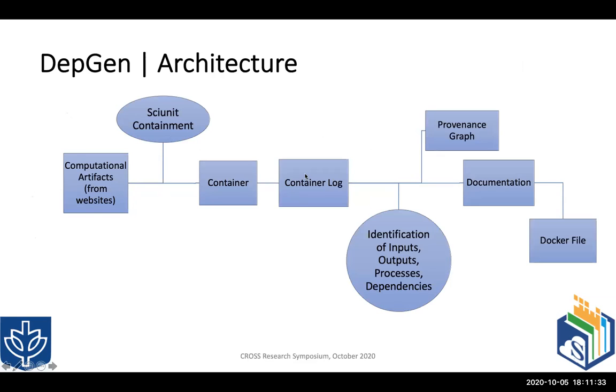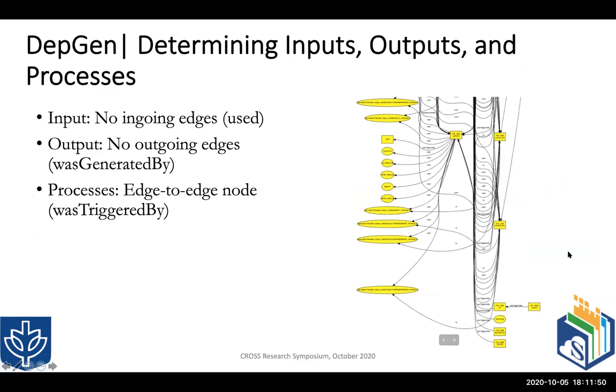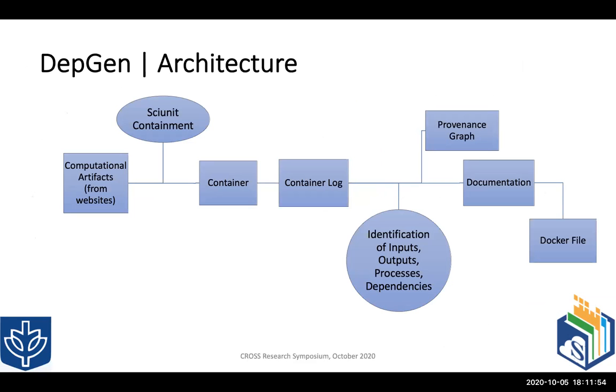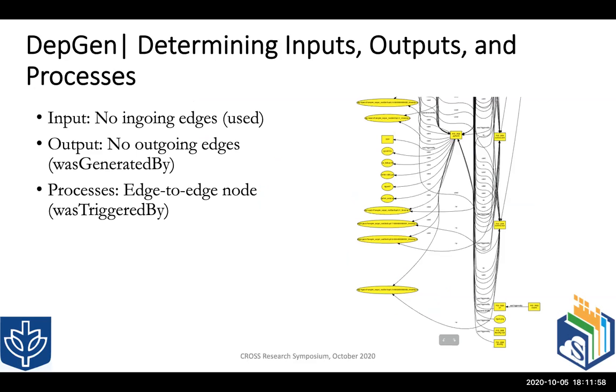What it does is it looks at the container log. So once you have created a PSI unit, you'll get a log along with that. The DepGen is the circle over here. It identifies what are the inputs, outputs, processes, and dependencies. And it creates documentation. And from that documentation, we are hoping that we can create a Dockerfile, which we have done for the sample cases that we have experimented with.